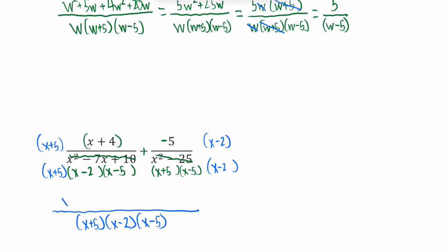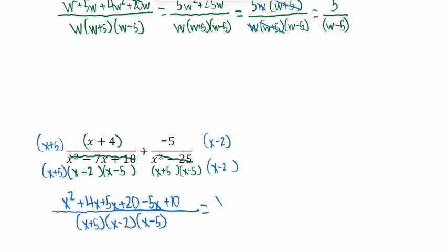X times x is x squared. X times 4, we have plus 4x. 5 times x, we have plus 5x. 5 times 4, we have plus 20. On the right side, negative 5 times x is minus 5x. Negative 5 times negative 2 is plus 10.